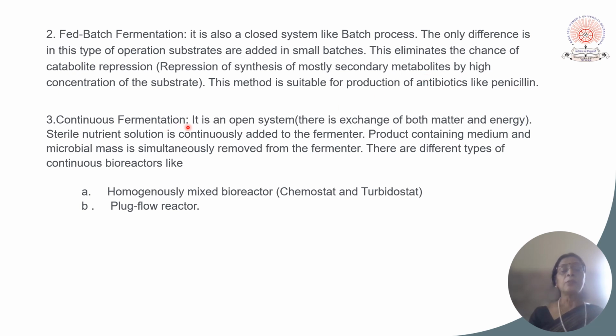The third type is continuous fermentation, and the difference between batch and continuous fermentation is that it is an open system. There is exchange of both matter and energy. Sterile nutrient solution is continuously added to the fermenter. Product containing the medium and microbial mass is simultaneously removed from the fermenter. There are two types of continuous fermentation operation. One is the homogeneously mixed bioreactor and the second is the plug flow reactor.